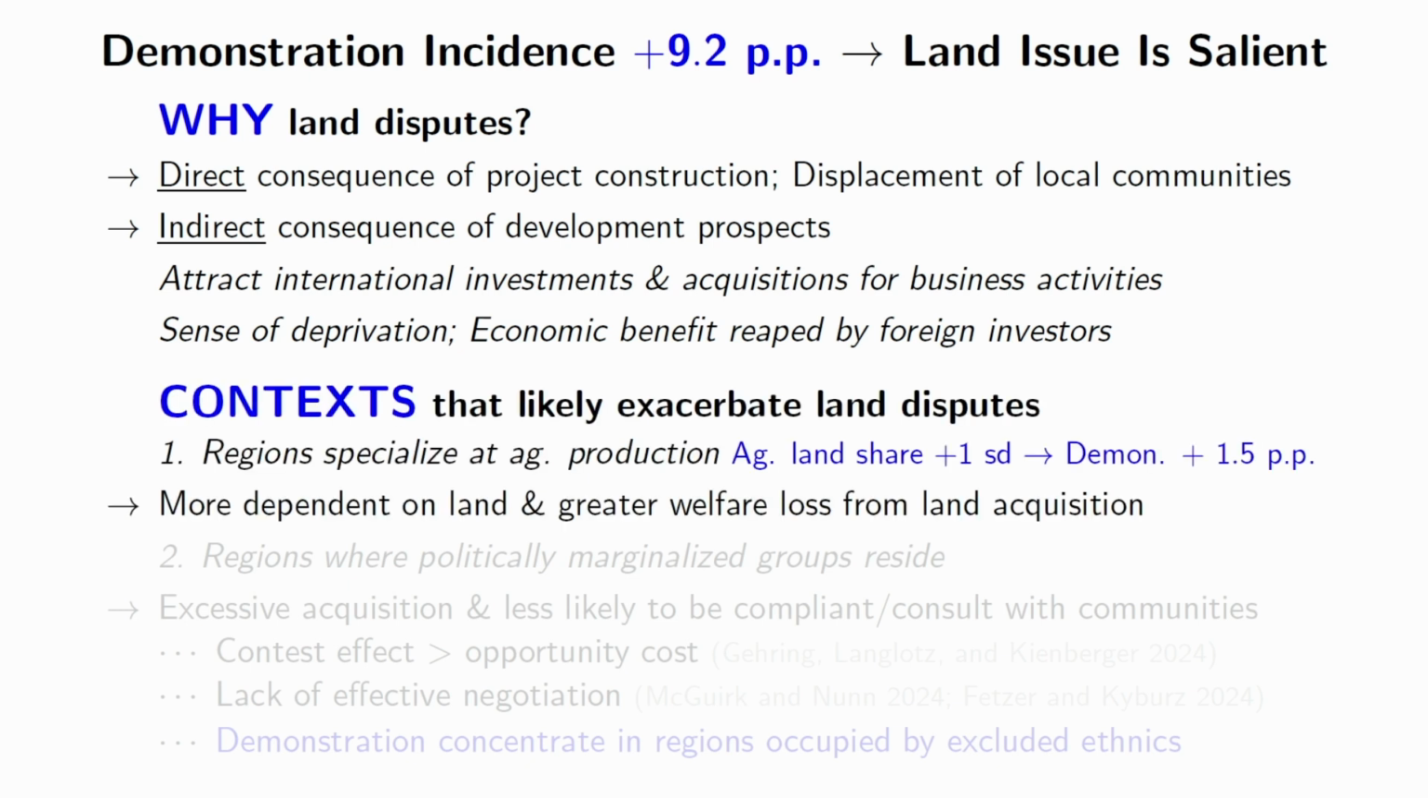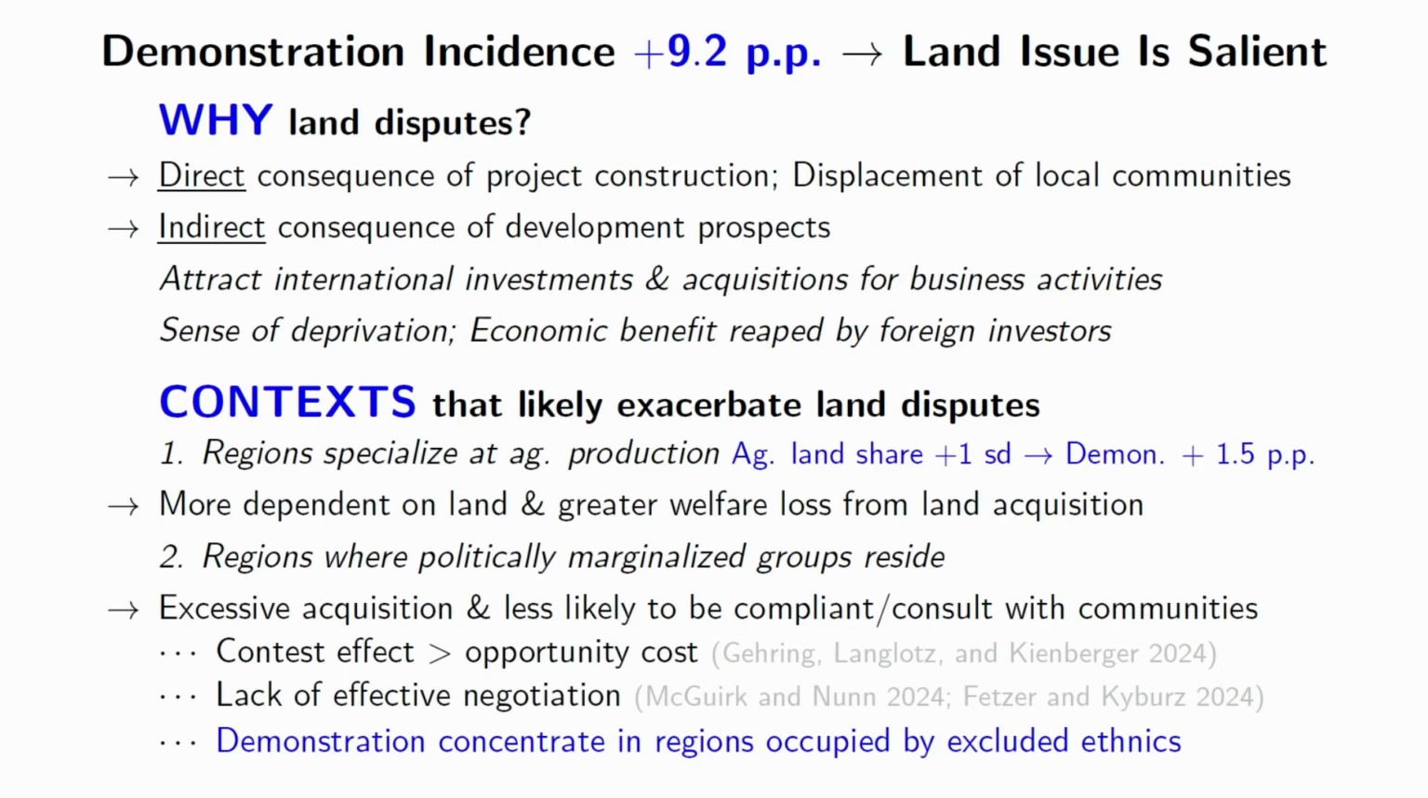We test our analysis in two contexts that are likely to exacerbate such land disputes. First, we find demonstrations only concentrate in regions specialized in agricultural production. This makes sense because in these areas, people are more dependent on land and they experience greater welfare loss from land acquisition.